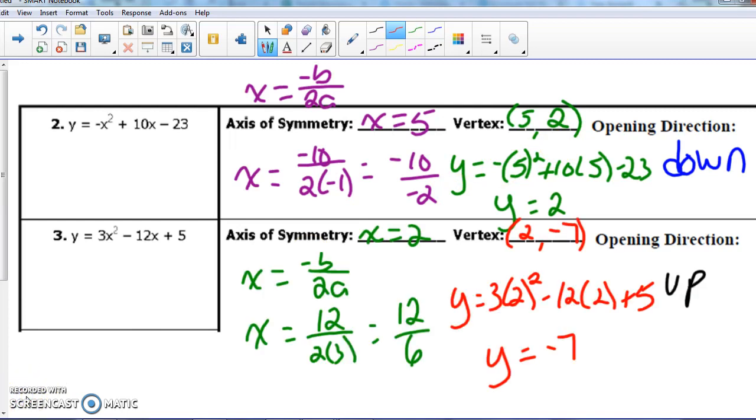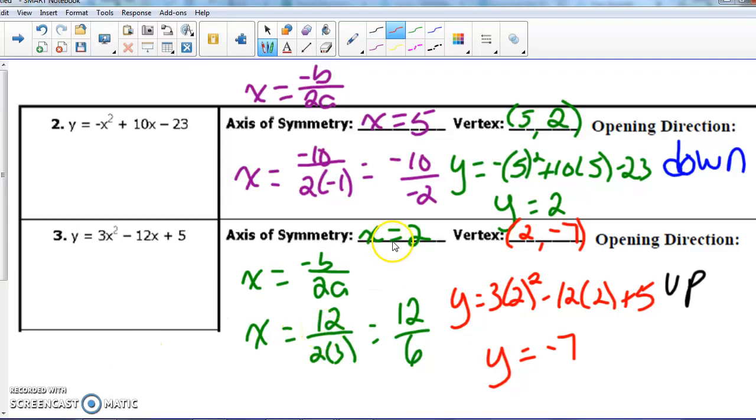All right, let's see how we did. So right away, you should have known that it opened up. It led with a positive. The axis of symmetry, this one was maybe a little tricky: the negative b over 2a, or opposite of b over 2a is normally what I like to say. If b is already negative, if you're saying the opposite of negative 12, that makes it a positive 12. So make sure you're aware of that, that makes it a positive 12.